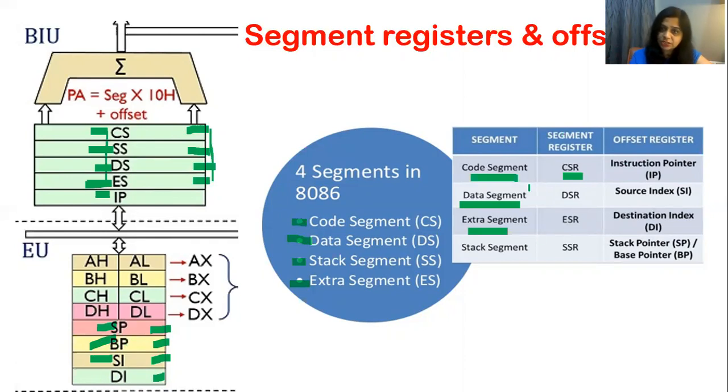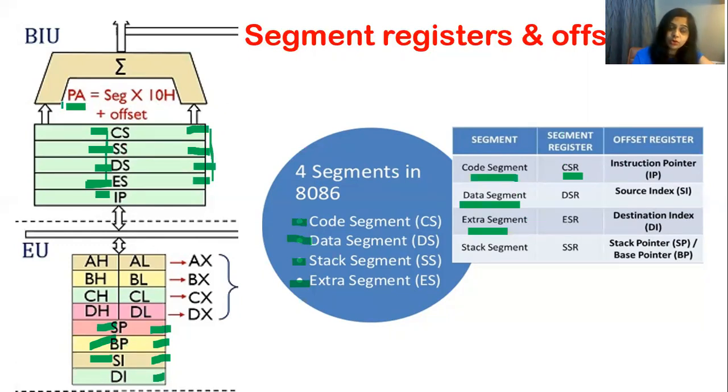So these combinations are fixed, and this is the formula for calculation of the 20-bit physical address. Because in 8086 the address bus size is 20-bit, and here the size of the registers is only 16-bit. These are all 16-bit registers. So how are these 16-bit registers used to calculate a 20-bit physical address? This formula is used.